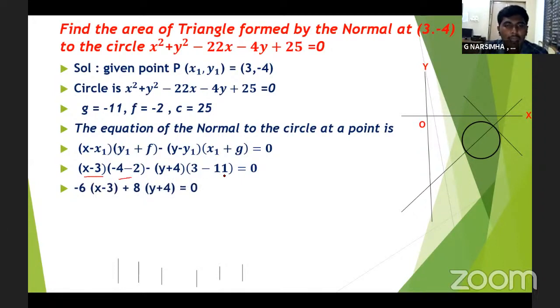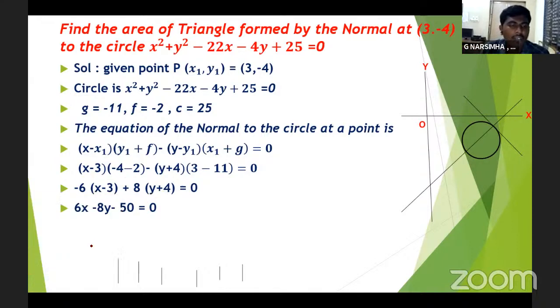Here 3 minus 11, that is minus 8 into minus 1, that is plus 8. Therefore 8 into y plus 4 equals 0. Minus 6 into x, minus 6x, plus 8 into y, minus into minus, plus 6 into 3 is 18, plus 32, that is 50. After simplification we get the normal equation as 6x minus 8y minus 50 equals 0, because here the x coefficient is a negative integer, therefore I transpose all these terms to the RHS. Therefore the equation of normal is 6x minus 8y minus 50 equals 0.